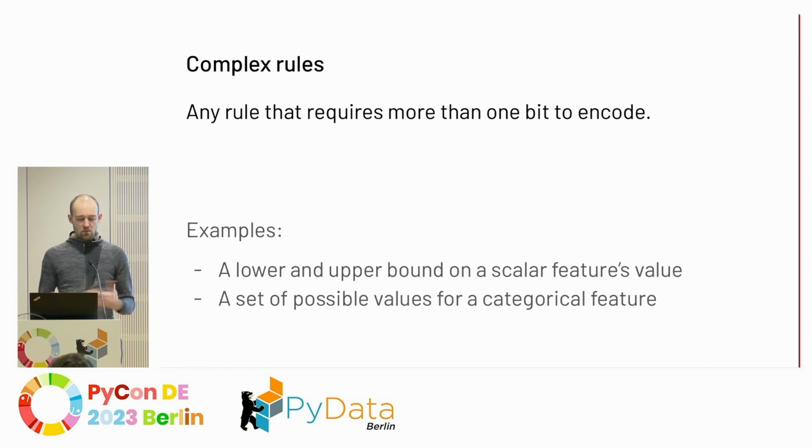Of course, there are infinitely many possibilities of defining rules. You can also have more complex ones, and I would define everything that requires more than 1 bit to encode as a complex rule. Typical examples would be a scalar feature that has a lower and an upper bound, right? So if you sit in between a range, then this rule would apply. Or you maybe have a categorical variable that can take on multiple values, and as long as it has a value out of a subset, then this could also be a rule that is fulfilled or not fulfilled.